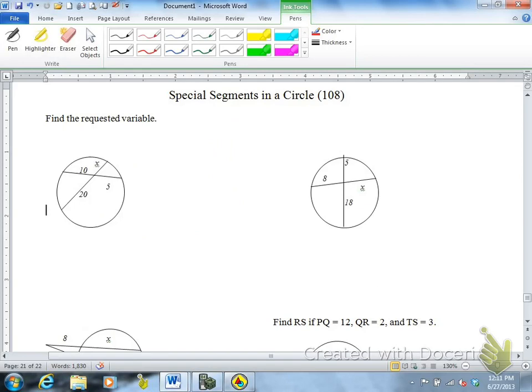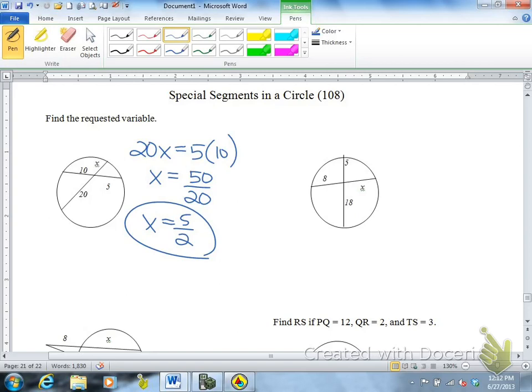So if we move over to the class notes, we can multiply some of these. We have x, a 20, a 5, and a 10. So we would do 20 times x equals 5 times 10. We simplify that, we get 20x equals 50. We divide both sides by 20, so x is 5/2.